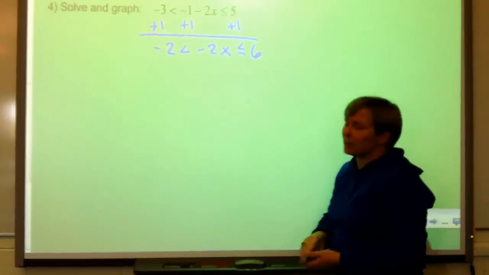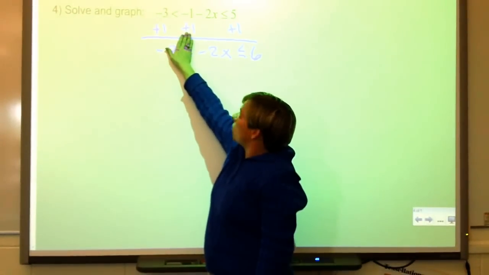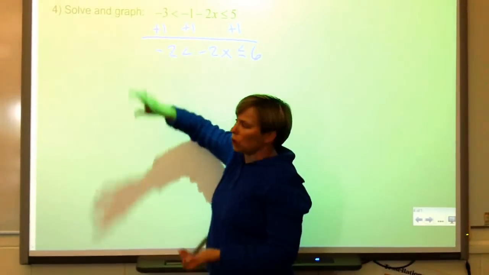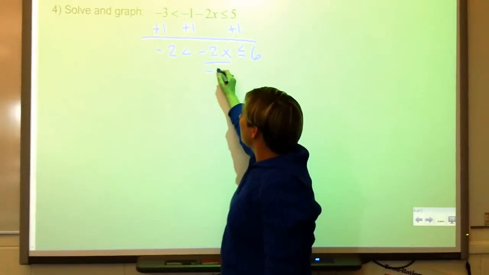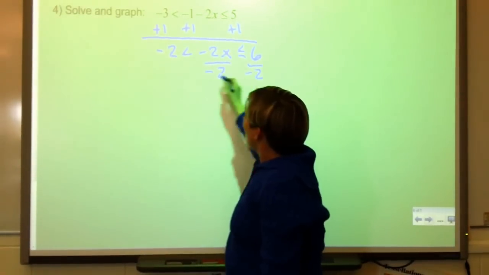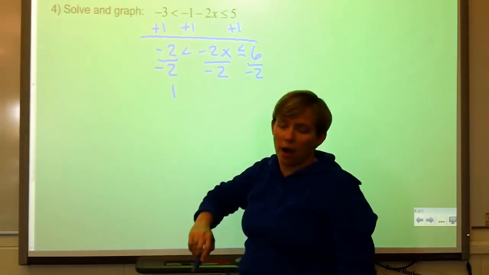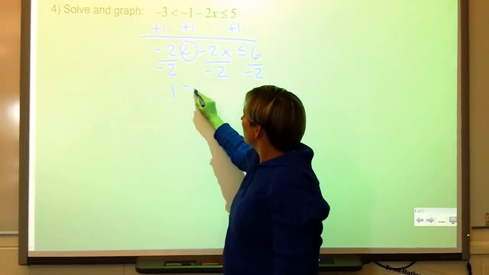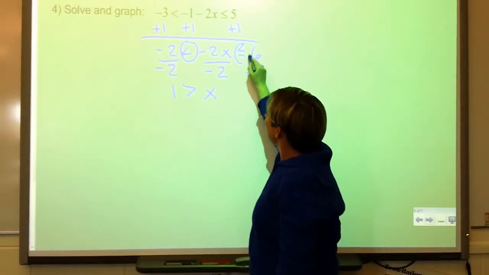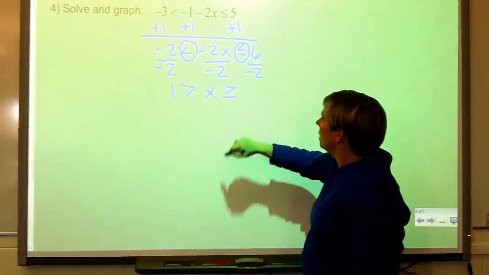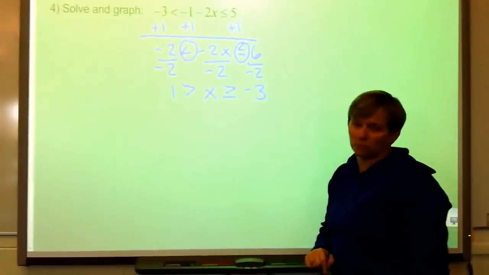So again, I pretend this isn't here. What would I do to solve that? I divide by negative 2. But remember, if I'm dividing by a negative number, I have to flip the inequality. So negative 2 divided by negative 2 is 1. This flips. Here I get x. This also flips. And then I get negative 3.